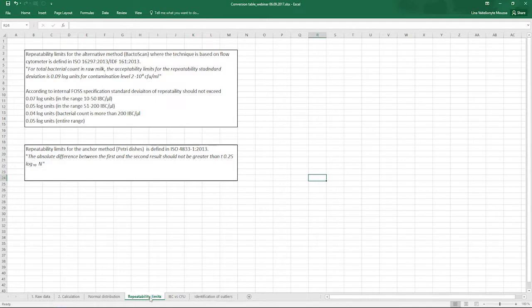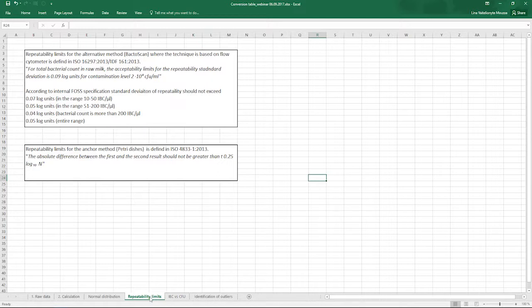To look for repeatability outliers on the BactoScan, we have to calculate the standard deviation. And to look for repeatability outliers from the reference method, we have to calculate the absolute difference between two replicates. The differences in repeatability calculations is due to differences in technique.